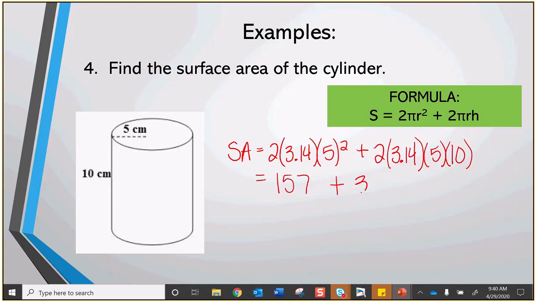Okay, fine. This one's 314. So 157 plus 314, we're not going to have to round here, is 471 centimeters squared. That's what I was going to say. That's what you were going to say, 471. Leo says that's what he was going to say. So, any questions on that?